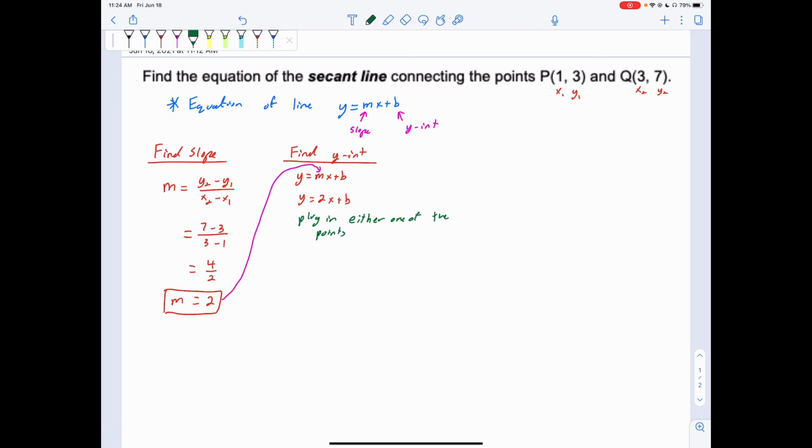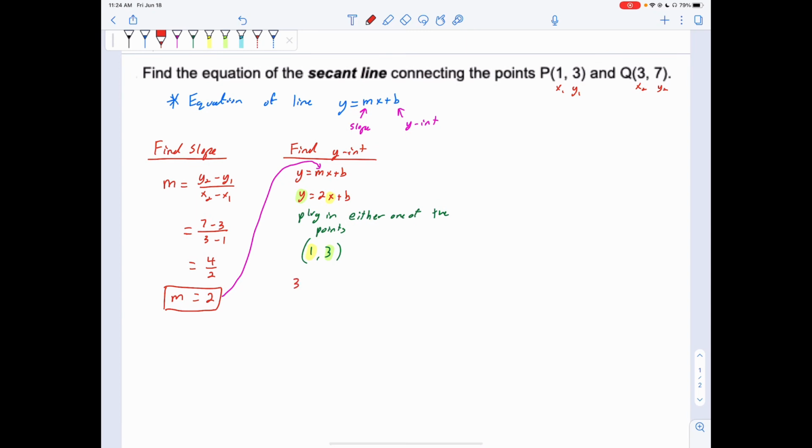So let's say we plug in 1 and 3. Remember the coordinates: x is our 1 and y would be our 3. So what is that going to look like? Well, it's going to be 3 is equal to 2 times 1 plus b. 3 is going to equal 2 plus b. We can bring over that 2. 3 minus 2 is equal to b, so 1 is equal to b.